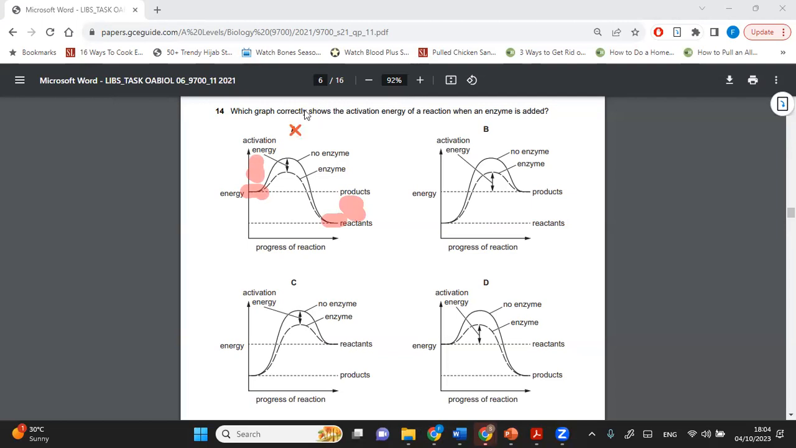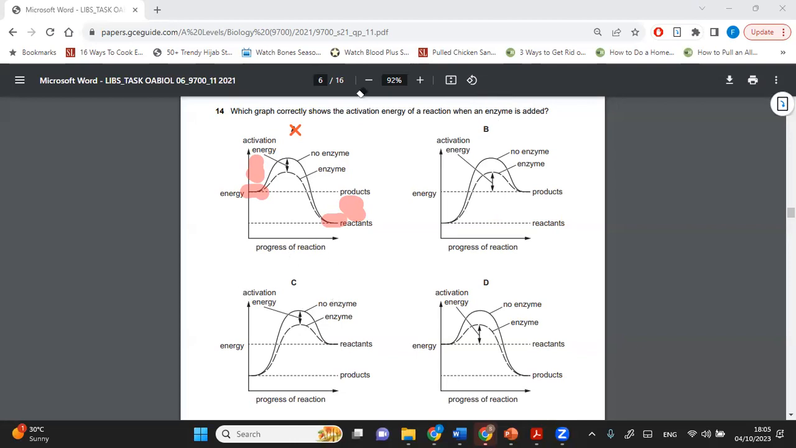What about option B? In option B, reactants are here and products are here. So the reaction is going the correct way from reactant to product, that's fine. Over here, they have shown us that there is no enzyme, so there is a high activation energy, and when enzyme is added, our activation energy is much lower. But you will see that the labeling for activation energy is not correct. This is an example of an endothermic reaction. If you follow chemistry, in an endothermic reaction the activation energy is from the reactant to the peak of the graph. So this should be the activation energy, not what they have labeled. But let's take a look at the other options.